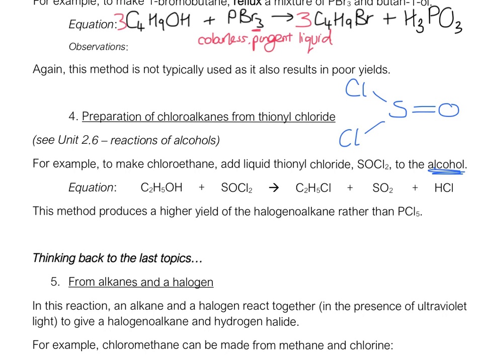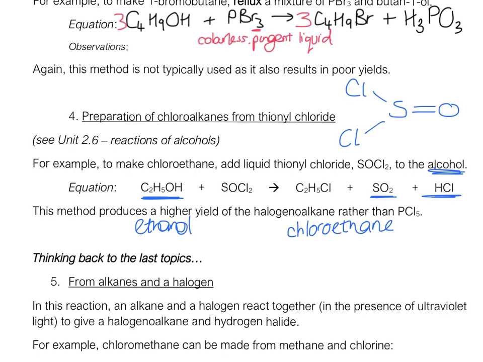So in this case, we're going to use ethanol. We're going to be producing the corresponding chloroalkane, which is obviously chloroethane. Remember, we don't need our positional or our locant number because it doesn't matter which carbon it's on. You can number them both as 1. So our ethanol plus our thionyl chloride gives us chloroethane plus sulfur dioxide plus hydrochloric acid.